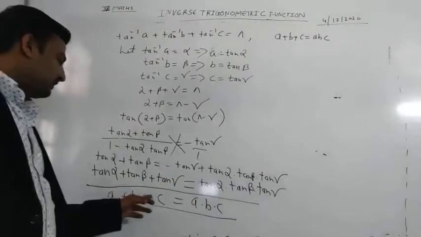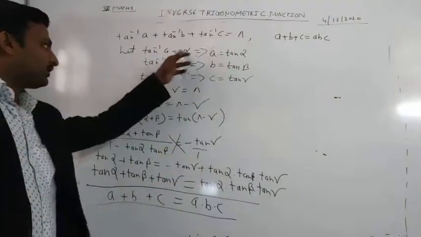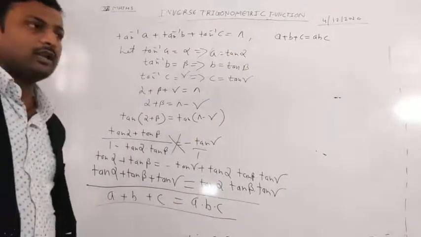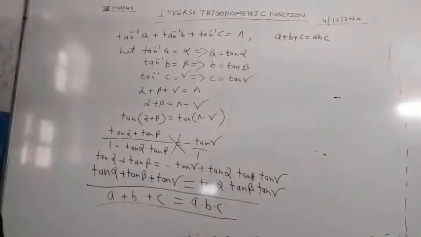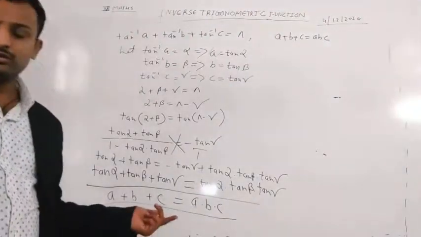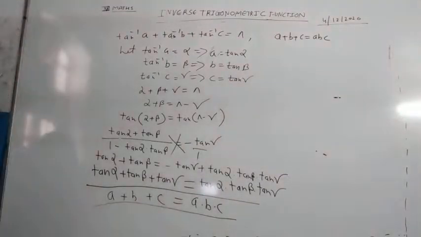A plus B plus C. From here we have supposed it already. So it will be A plus B plus C is equal to A into B into C. I hope you understand, students. So now we will see the next question.